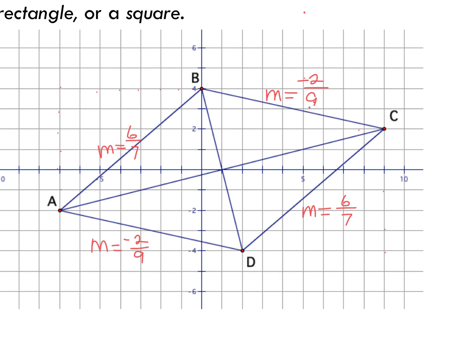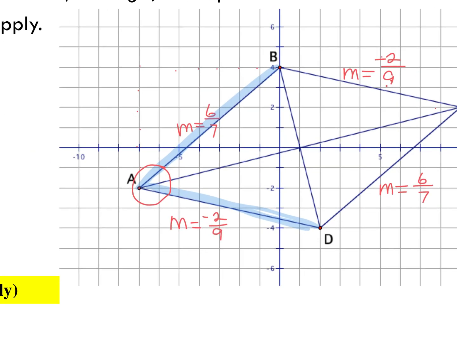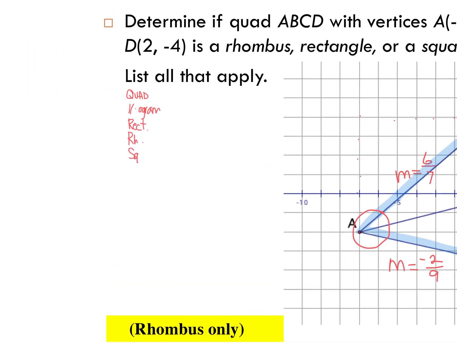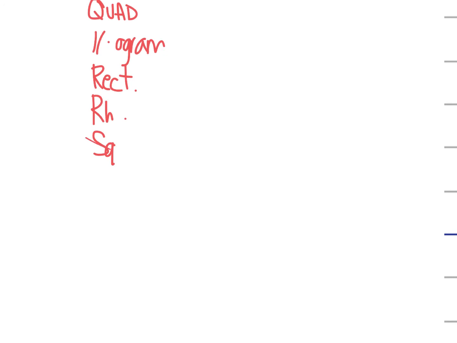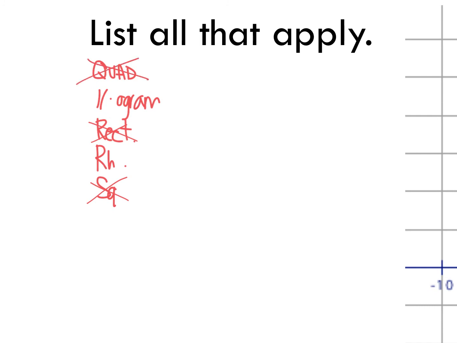Consecutive sides, if this was a square or a rectangle, because those have 90-degree angles, consecutive sides, meaning like AB and either AD or BC, whichever, if this was a 90-degree angle occurring right here, those would be opposite reciprocals. So these slopes show that there are no right angles. So I know it's not a rectangle, it's not a square, because those have 90-degree angles. It's either a rhombus or just a plain old parallelogram.